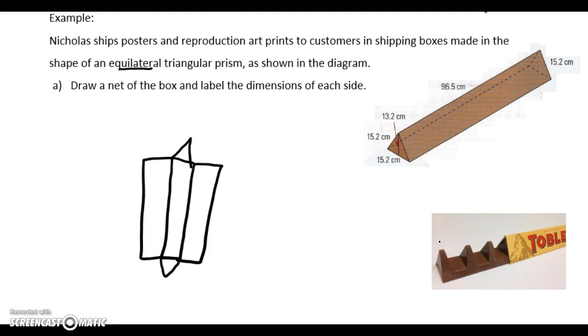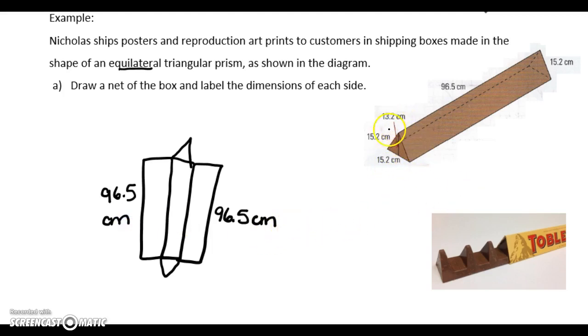Now all that we have to do is label the dimensions of each of those sides. From our diagram here, we know that the length of this prism is 96.5 centimeters. That's this long part right here. That's going to be for each of these little sides here. So going from your base here is 96.5 on the right side, the left side would be 96.5, and same with your left little part there of the triangle, that'll also be 96.5 centimeters.